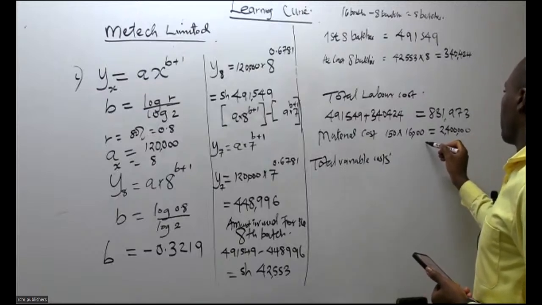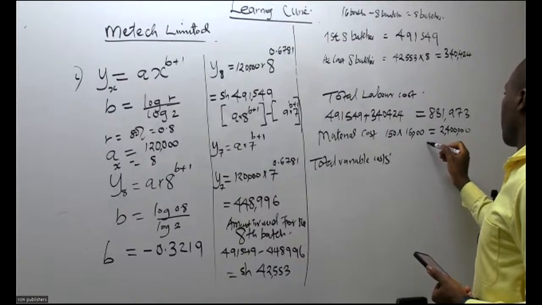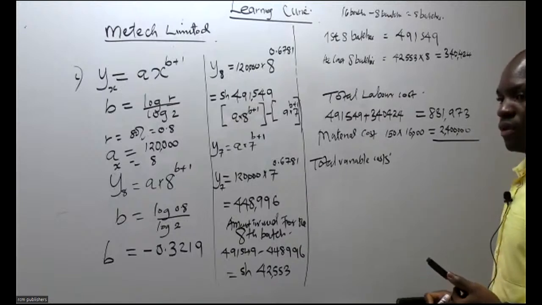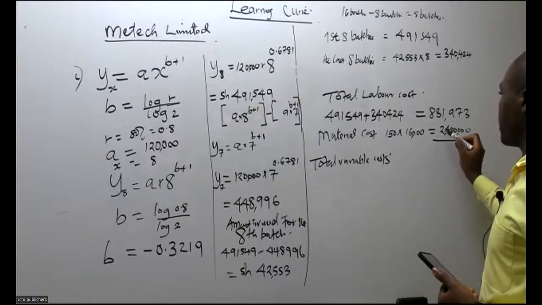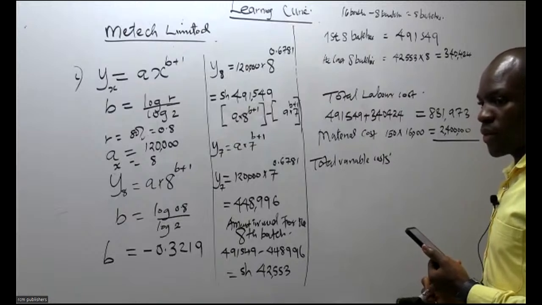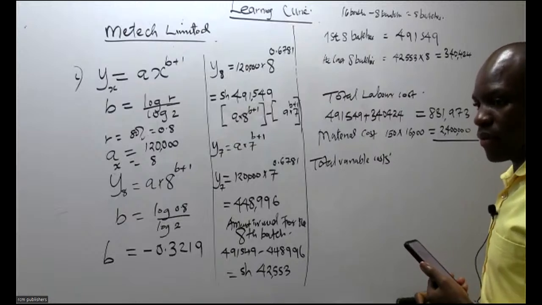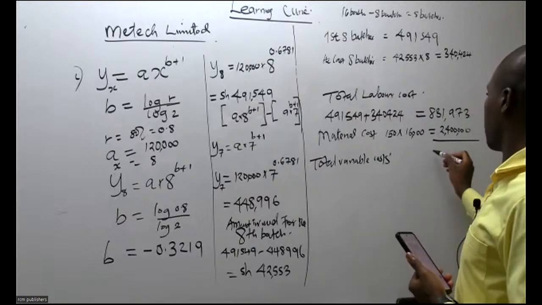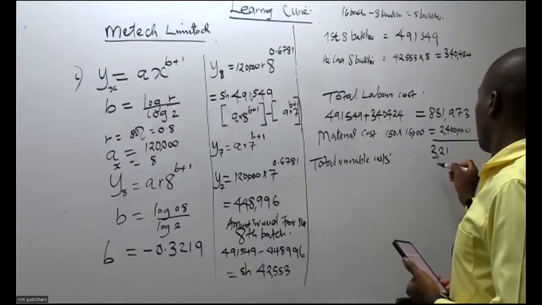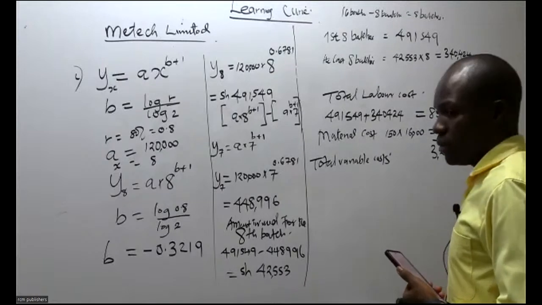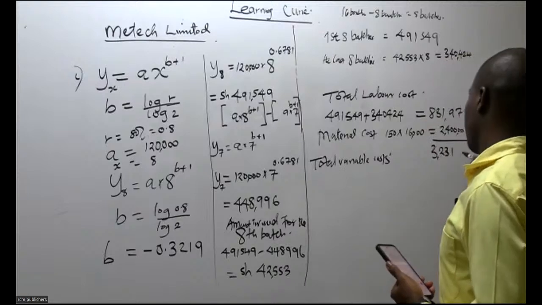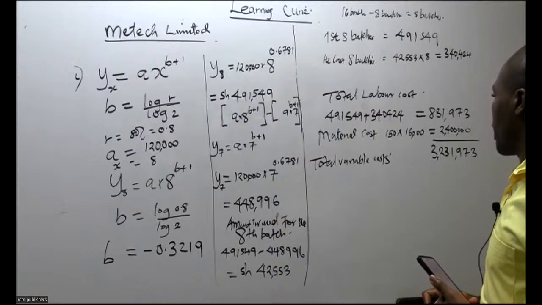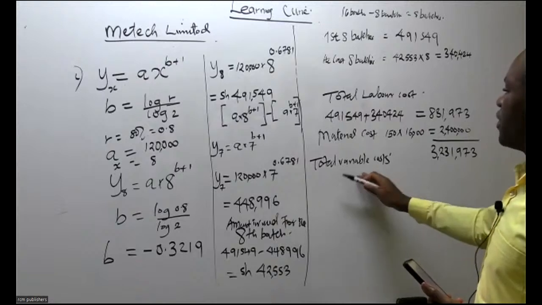That is our total material cost. So if you add everything, what will you have? Is it 3 million? If you add everything there, this plus this, what will we have? 3,231,973. That is the total variable cost.